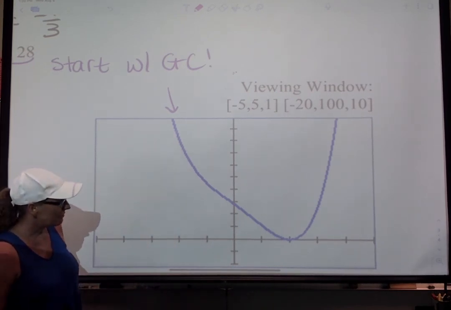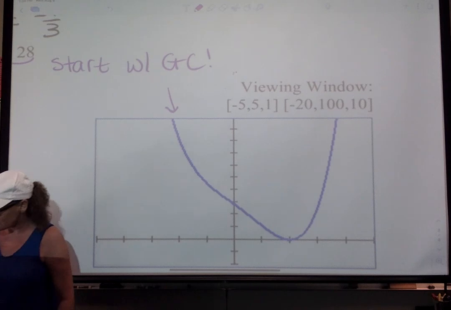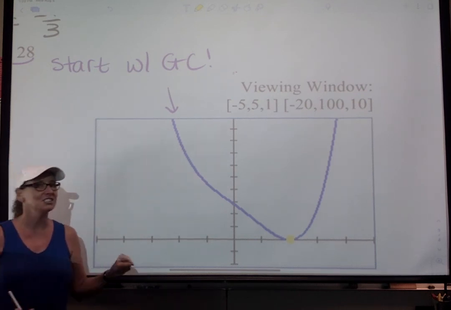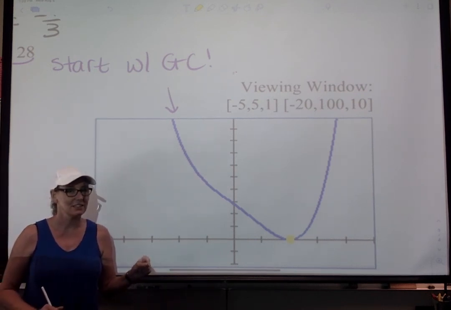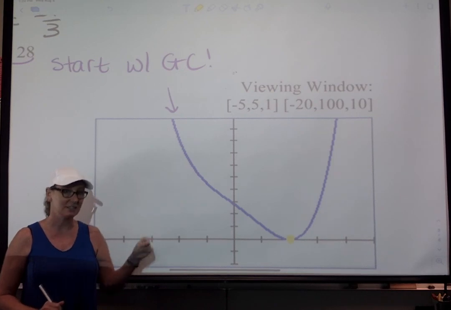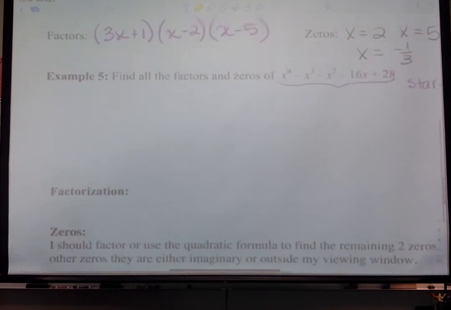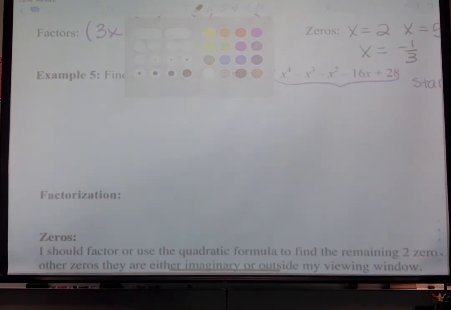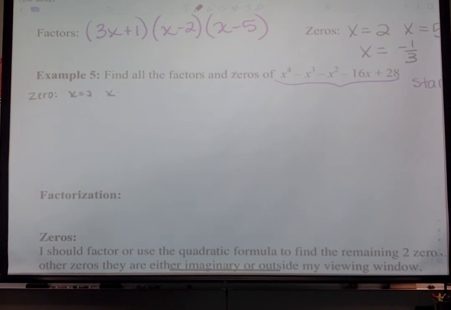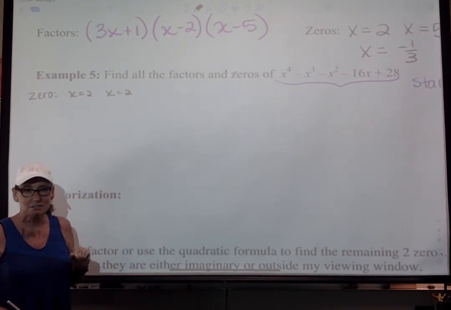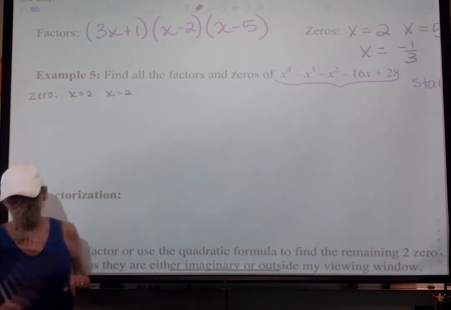So when I graph this on my graphing calculator, I think I see an x-intercept of 2. But wait, it touches. It touches at 2. That means that I think this 0 occurs twice. What do we do with that? Hang on, I'll show you.